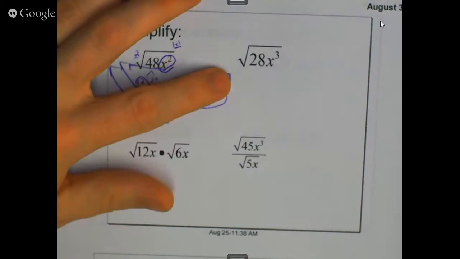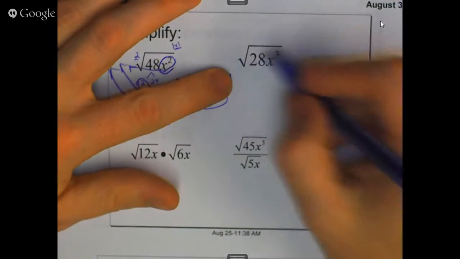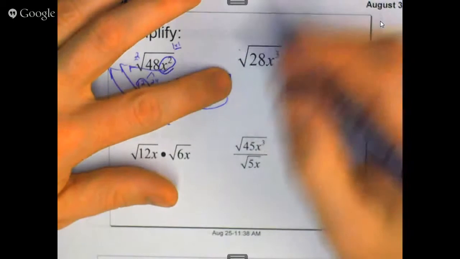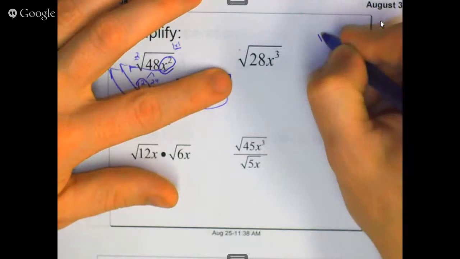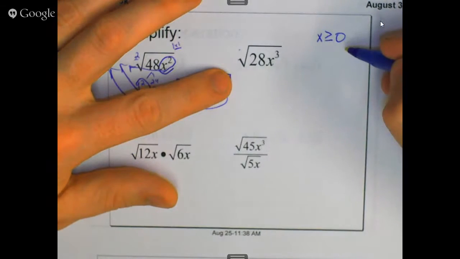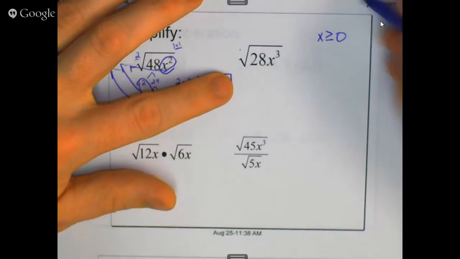Okay, if we look at the one on the right here, I have an even and an odd. If I have an even and an odd, we can look back in the notes that says x is greater than or equal to 0. That is my domain. That's what I can choose for x. So now I can simplify.